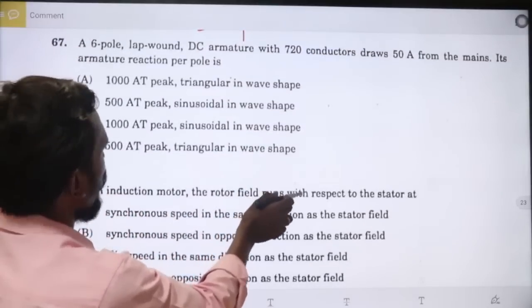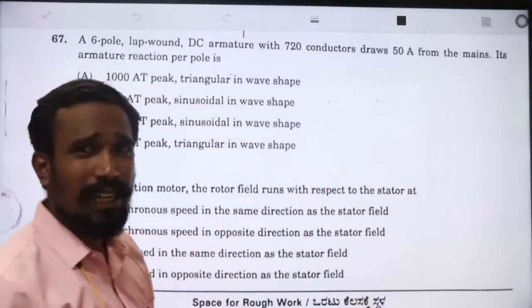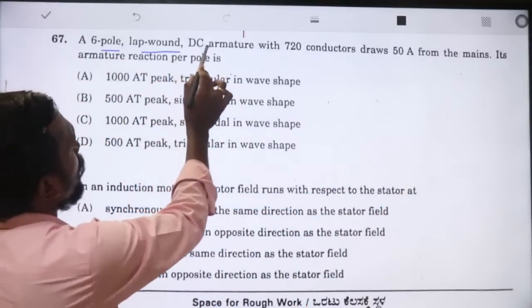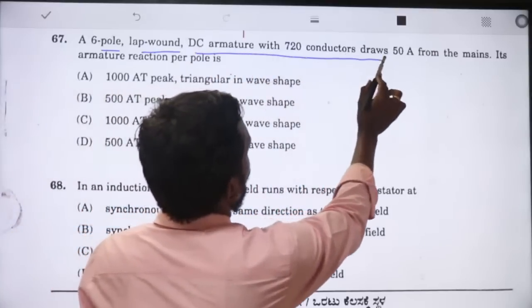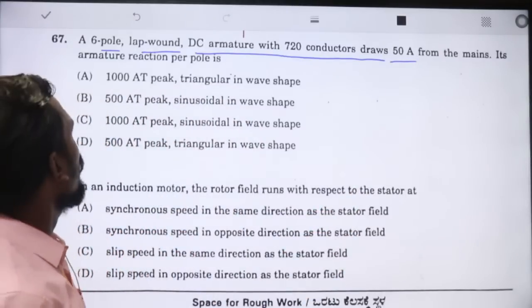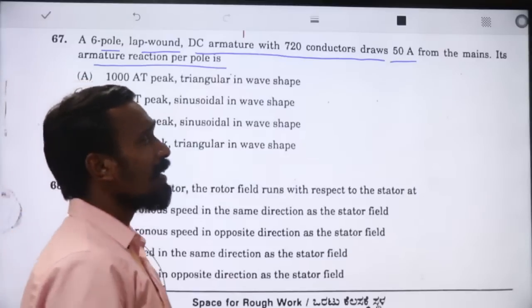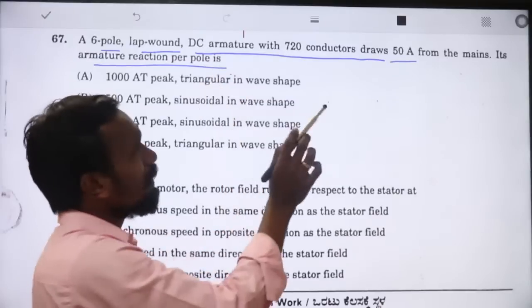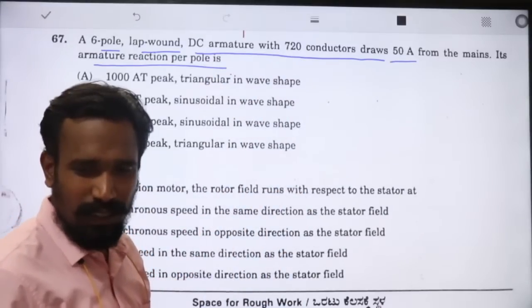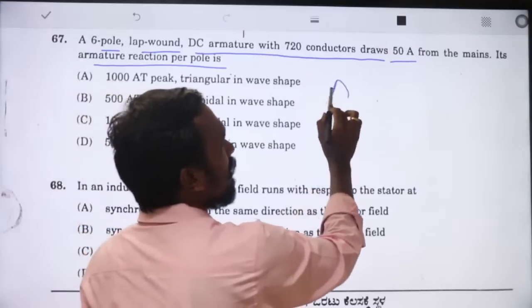Yeah, this is also a really nice question. What they asked: a 6-pole lap wound DC armature with 720 conductors draws 50 amperes from the mains. Its armature reaction per pole... They have to ask for armature ampere turns per pole.